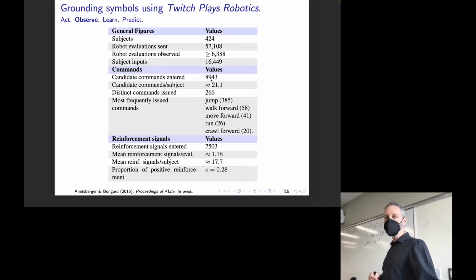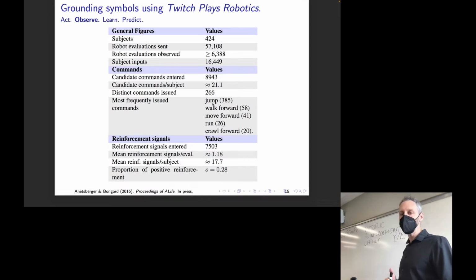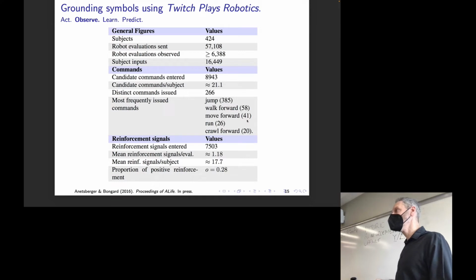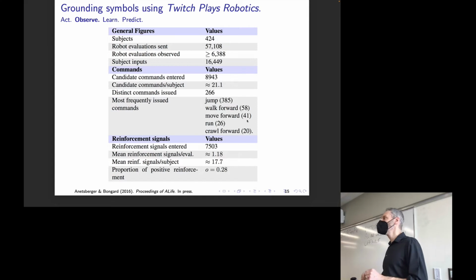Among this set of 9,000, there were 266 unique strings. The most common one, we filtered out the cuss words here, was jump, which was typed in 385 times. So the crowd voted to try and teach the robot jump 385 times, walk forward 58 times, 41, and so on. So this is just looking at some terms from the top 10. If you look at the top 20, the top 50, they tended to be short motoric terms, which was promising.